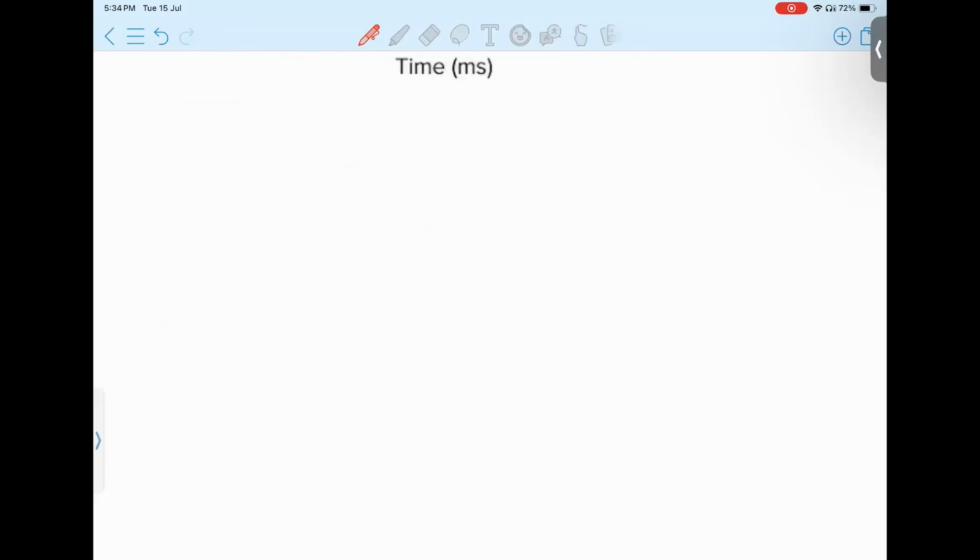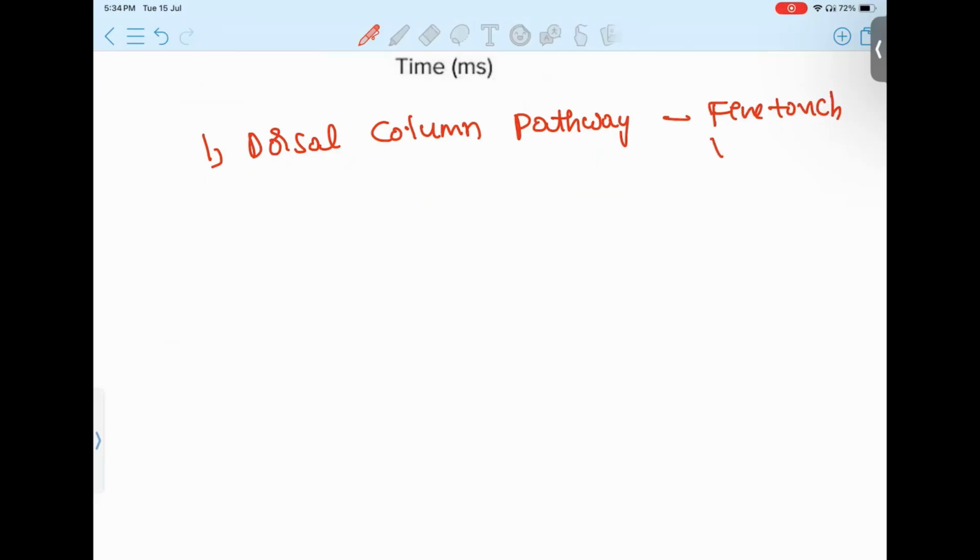There are two pathways. One is your dorsal column pathway. The dorsal column pathway has functions like fine touch, vibration, and your proprioception. So these three things will be present in the dorsal column pathway.